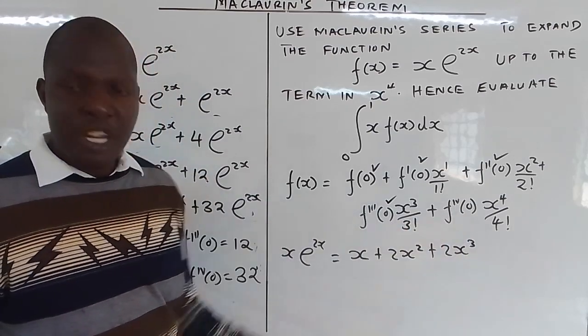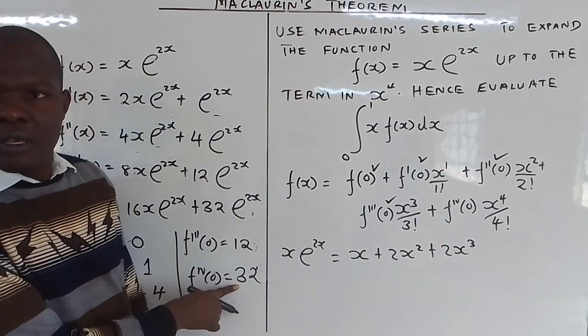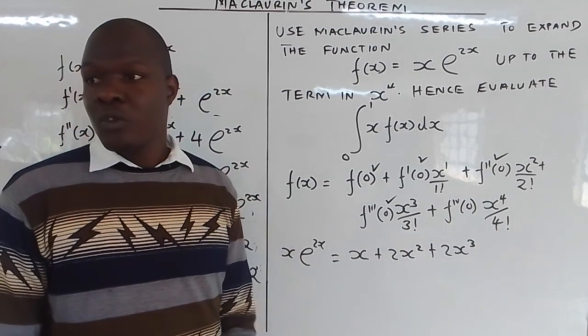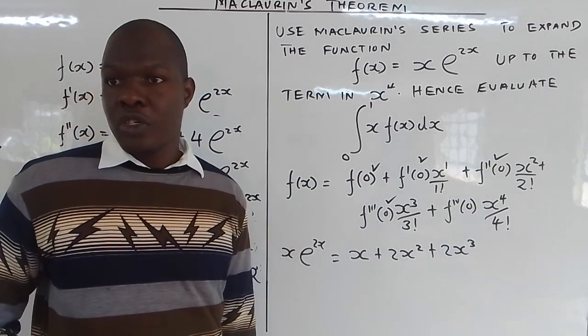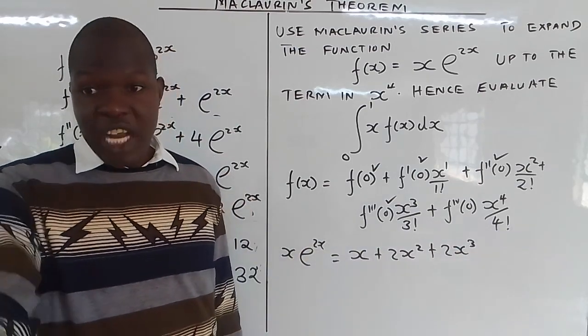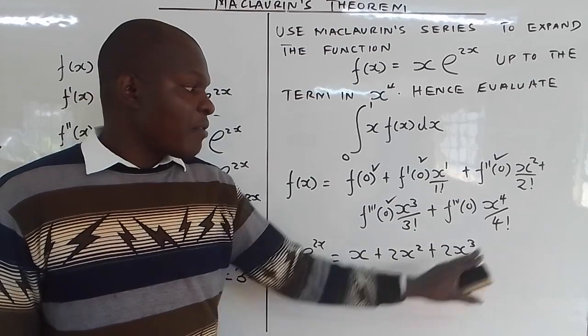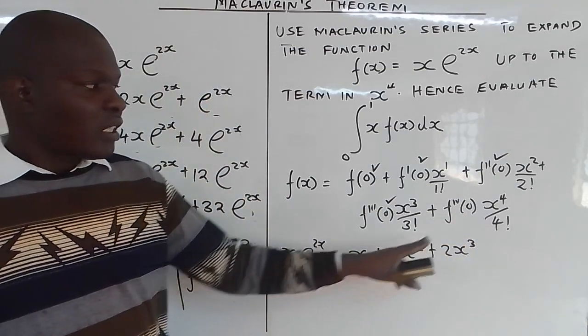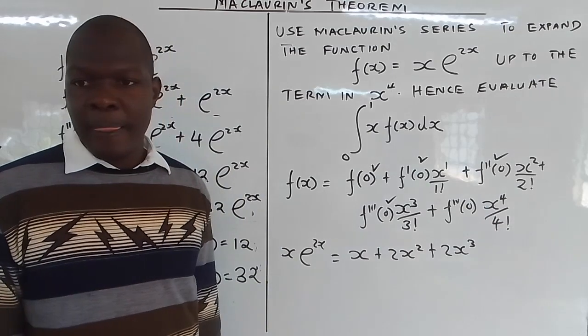What is the fourth derivative of f at 0? 32. 32 over 4 factorial. What is 4 factorial? 24, isn't it? So 32 over 24. Just use a calculator. 32 divided by 4 factorial. The fourth derivative of f at 0 is 32. 32 divided by 4 factorial.